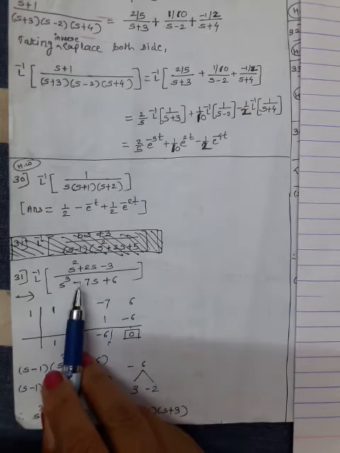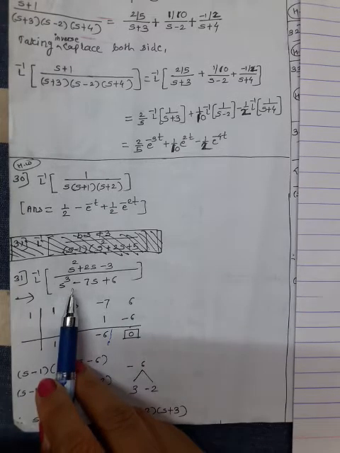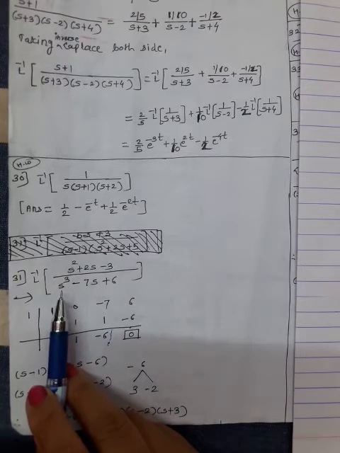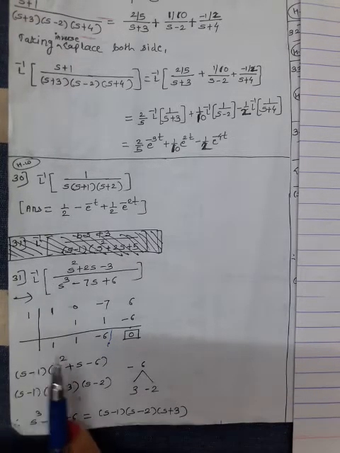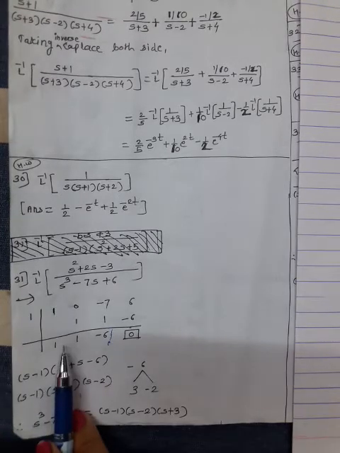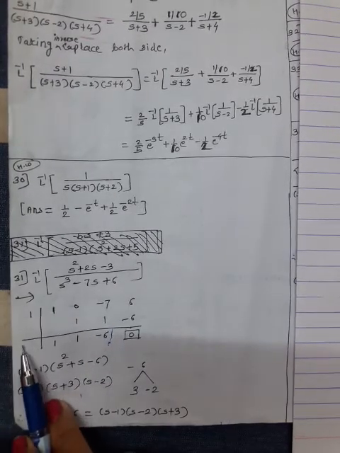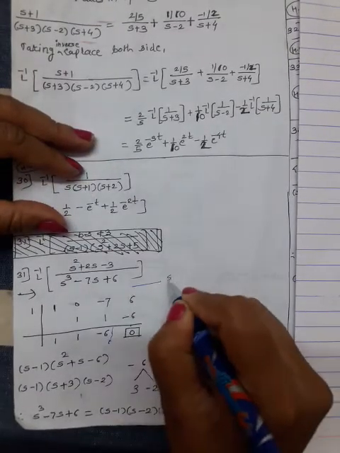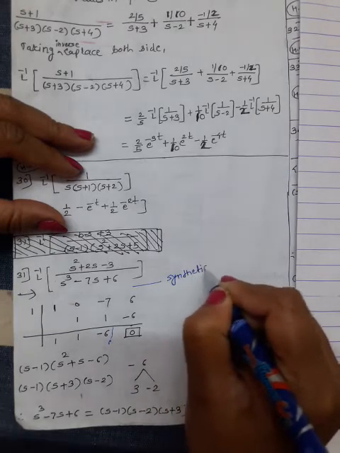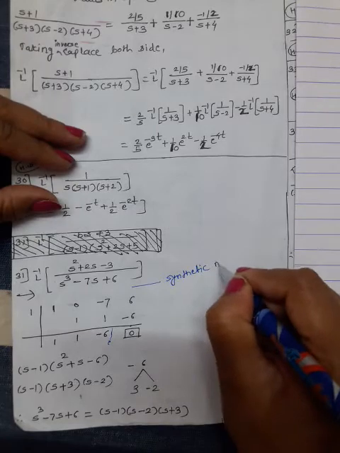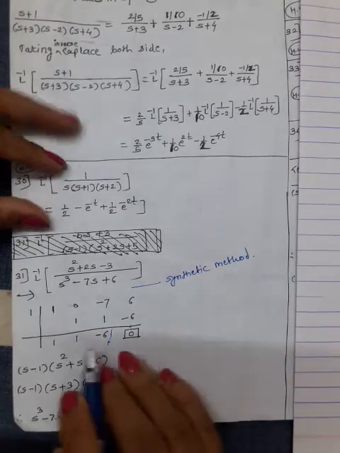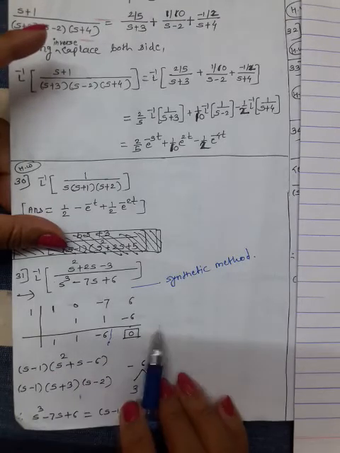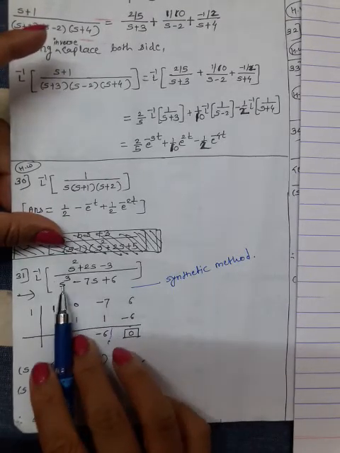How to factorize s cube terms, or higher powers? If the power is more than 2, quadratic factors we can easily calculate, but if there is an index more than 2, then we can use this method, the synthetic division method. We already know this. You don't need to write this synthetic method in the example. Now what is this method? Just take this plus sign here and put this, we have to factorize this.